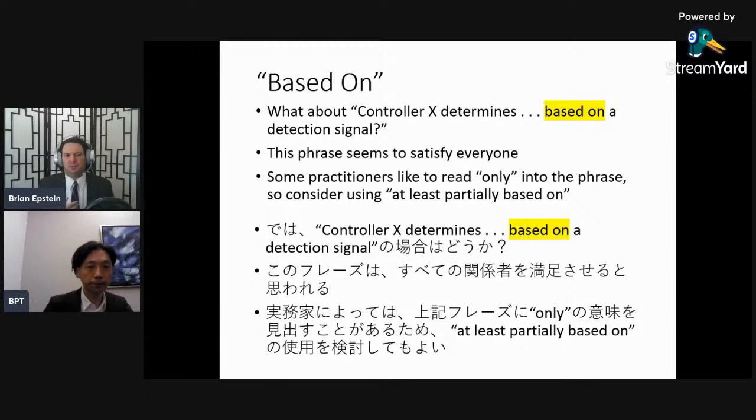And so I suggest considering using the phrase "at least partially based on," or, there's a lot of variations on this, "at least based in part on," stuff like that. There's some variations, but that seems to be a very broad way that addresses a lot of different concerns and still creates the kind of structural cause and effect relationship that most applicants are looking for.